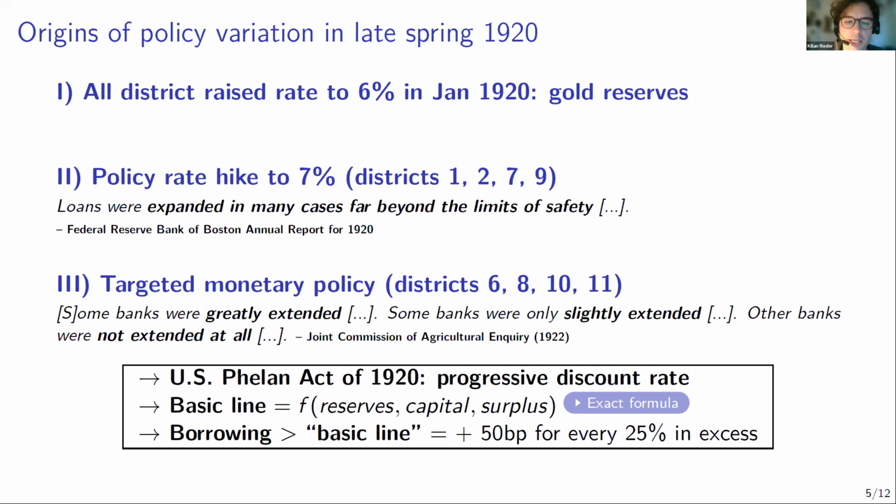was prevailing everywhere. But borrowing in excess of that basic line from the Federal Reserve Bank was actually penalized by the Federal Reserve Bank which adopted the policy. Namely, for every 25% you borrowed in excess of your basic line as a bank, you got charged 50 basis points in addition to the 6% rate.